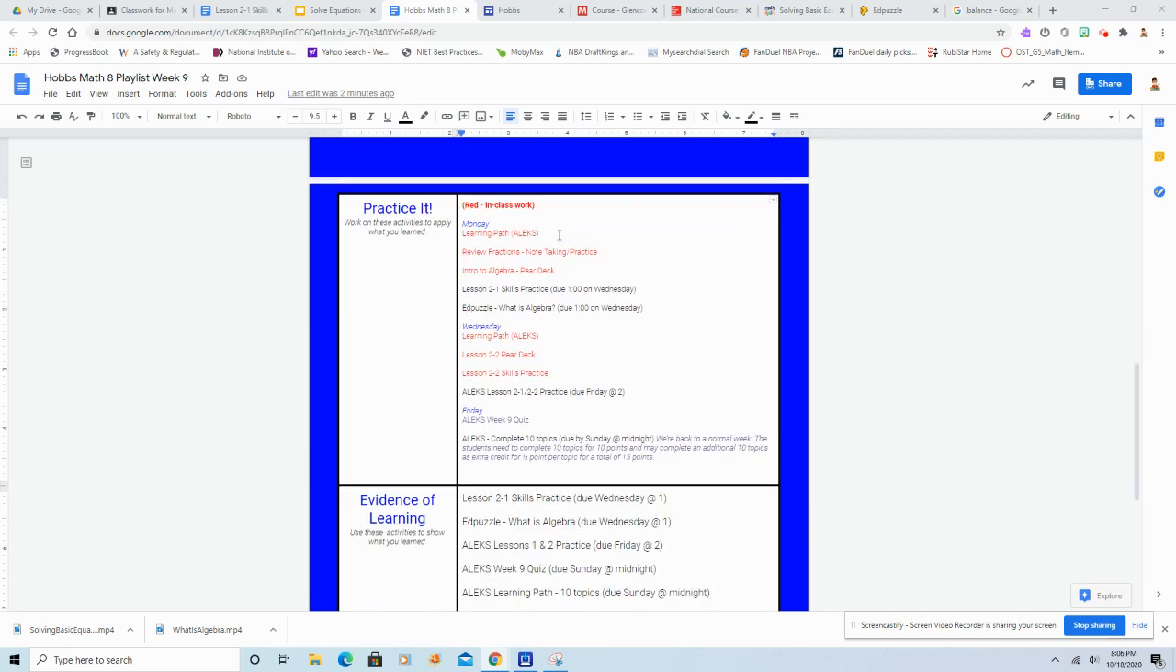Okay, on Monday, the learning path always, we're going to review fractions by taking notes and practicing. Intro to algebra using a pair deck. Then they're going to have some skills practice. It's on a separate sheet of paper. They need lined paper, and they need to do it the way I show them in class. There's an EdPuzzle also. It's about a 12-13 minute video. What is algebra? Both of those are due by Wednesday at 1.